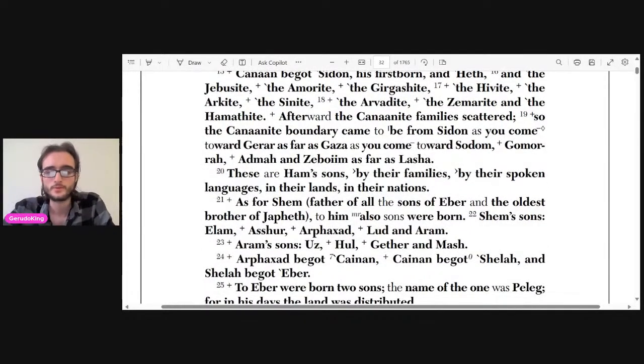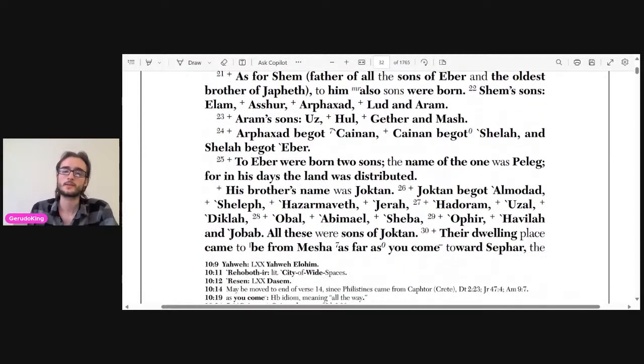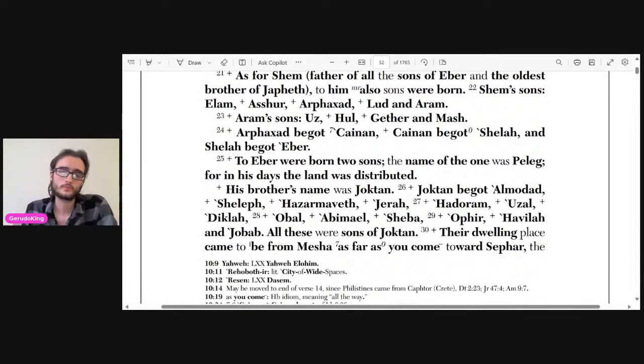So the Canaanite boundary came to be from Sidon, as you come toward Gerar, as far as Gaza, as you come toward Sodom, Gomorrah, Admah, and Zeboim, as far as Lasha. These are Ham's sons, by their families, by their spoken languages, in their lands, in their nations. As for Shem, father of all the sons of Eber, and the oldest brother of Japheth, to him also sons were born. Shem's sons, Elam, Ashur, Arphaxad, Lud, and Aram.